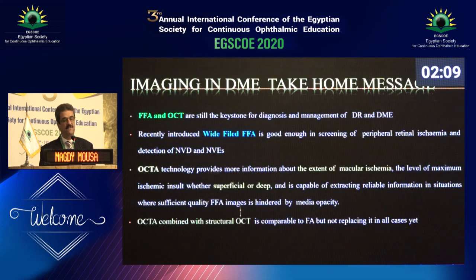OCTA technology is a very new technology, but it's very promising. It can show you the extent of macular ischemia much better than fluorescein, and it can also reach up to the equator, so we can have a very good idea about the periphery. It is sufficient enough to replace fluorescein, and I think in the future it will happen when we get wider fields and better resolution.